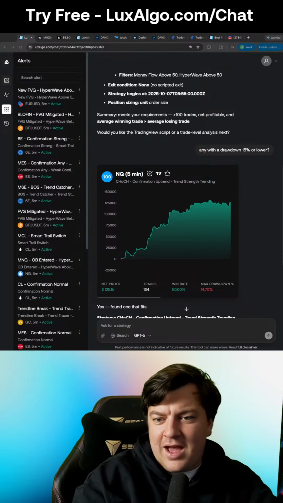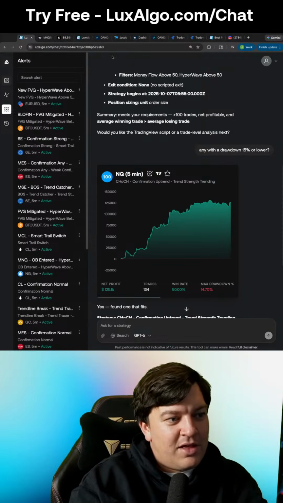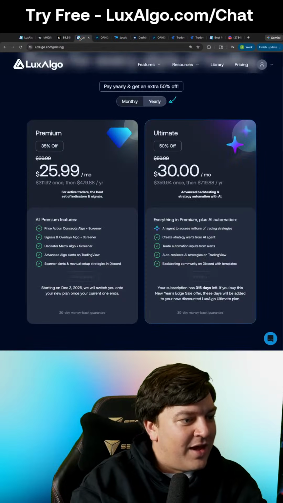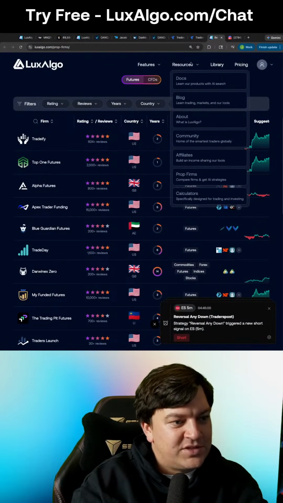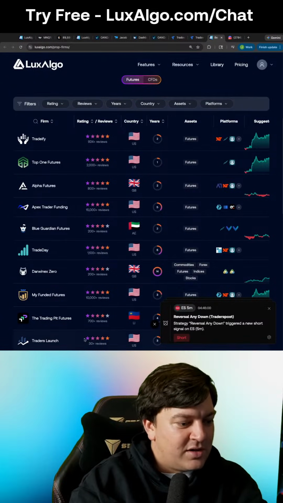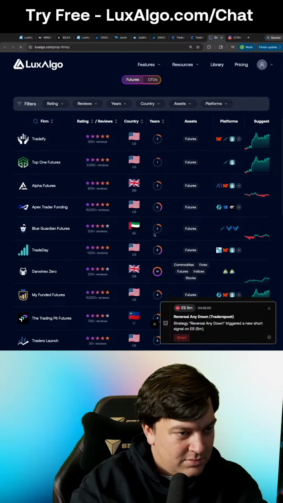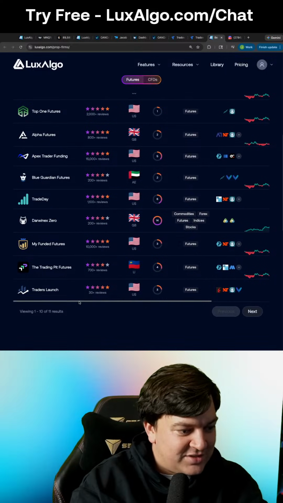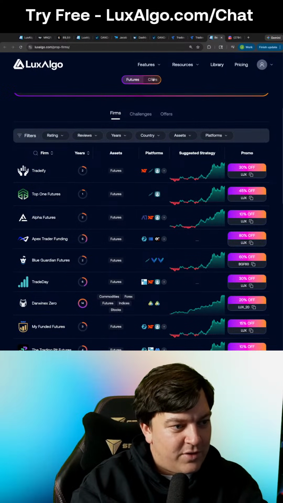Can you tell the AI the conditions of our prop account and have it build a strategy for futures? Well, lucky for you, we have a prop site. If you go to luxalgo.com/prop-firms, or you go to luxalgo.com, hit resources, then prop firms, you can come right here. Let me reload it because those alerts are in the way. You can actually see suggested strategies for those particular firms.